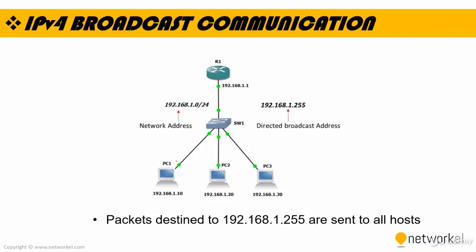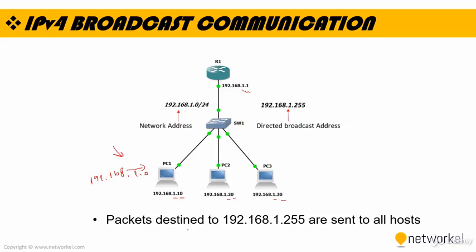So let's take a look at IPv4 broadcast communication. These PCs have these IP addresses: 1.10, 1.20, 1.30, and here is the default gateway for them. And the network ID for these PCs is 1.0. I'm going to show you on the board how I calculate the network address in detail.